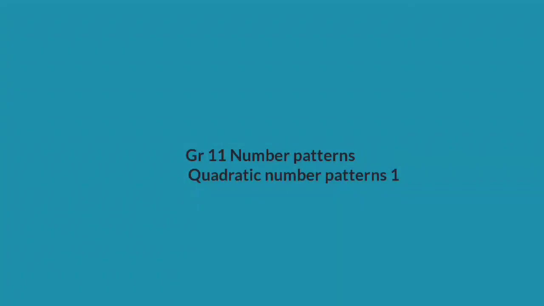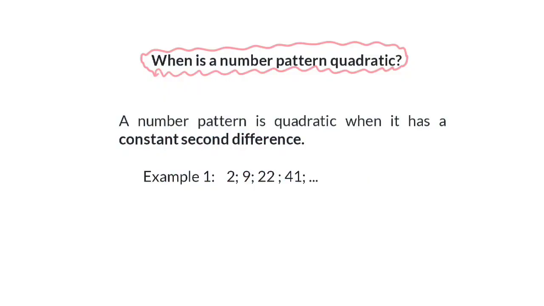This is the first video on quadratic number patterns. So when is a number pattern quadratic? Well, the definition of a number pattern that is quadratic is when it has a constant second difference. Okay, now what on earth does that mean? Let's have a look at example 1.